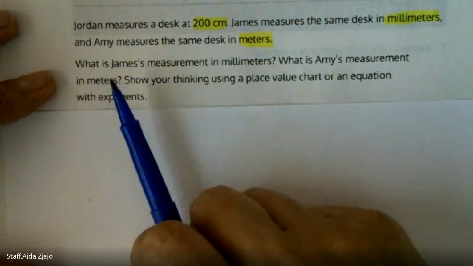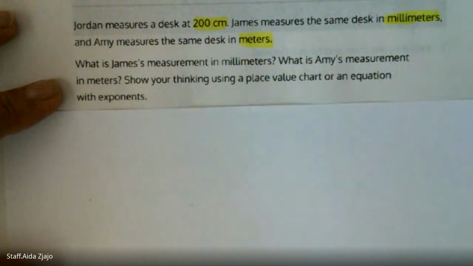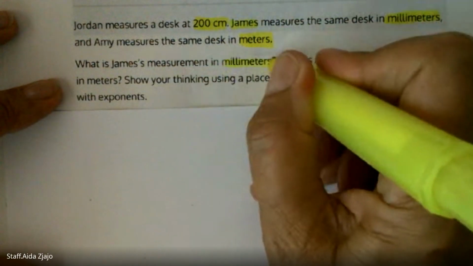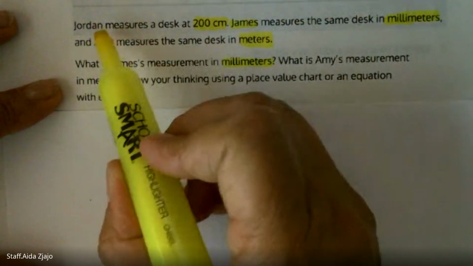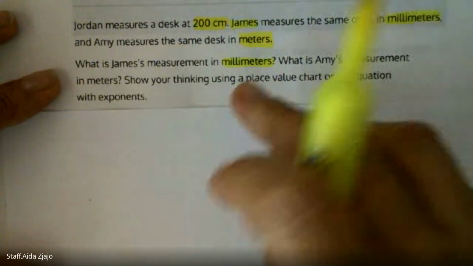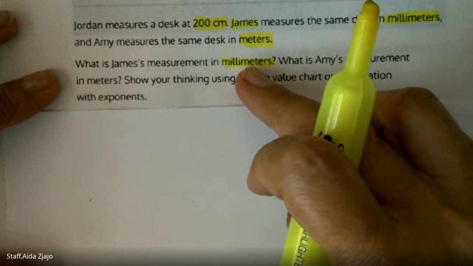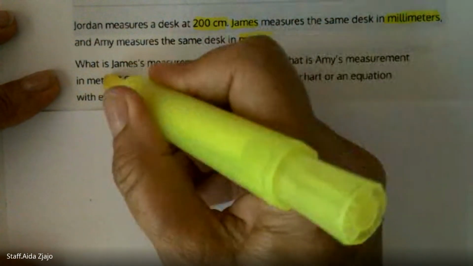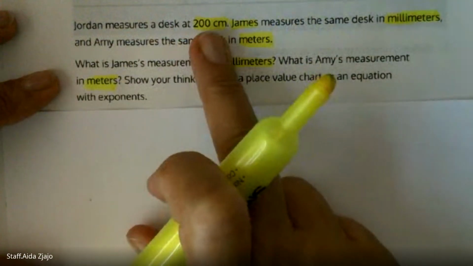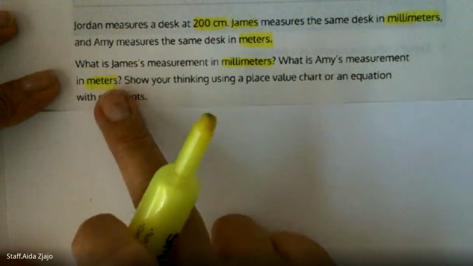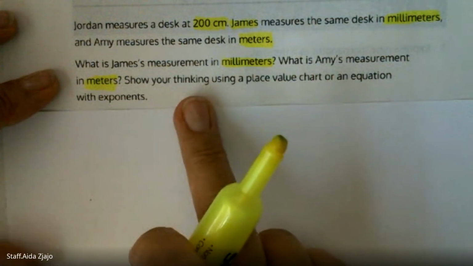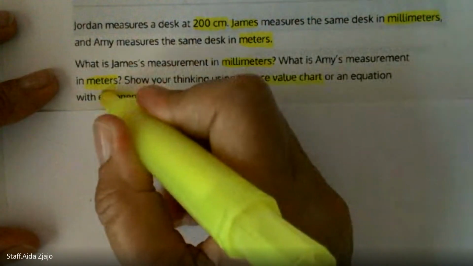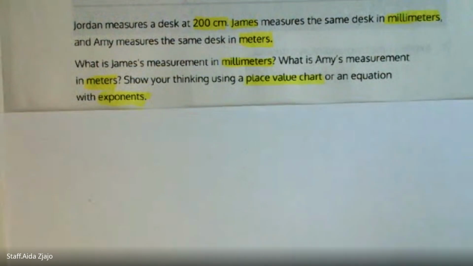Let's see what they ask. What is the James measurement in millimeters? So for James, we need to know what it is in millimeters. If Jordan had 200, James should have also changed 200 into millimeters. What is the Emmy measurement in meters? So same measure, what is the value of 200 centimeters in terms of meters? Show your thinking using a place value chart and an equation with exponents. So exponents are powers.